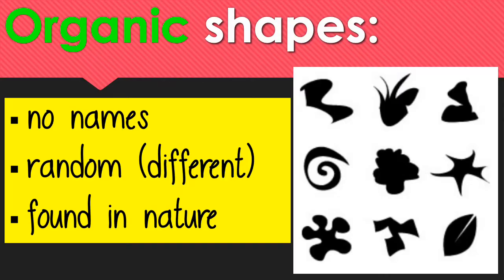The other type of shape you need to know are organic shapes. These shapes don't really have a name, they're more random, and they're often found in nature. So when you just draw some random blobby shape on your paper, you're making an organic shape. You could also say that a leaf or a vegetable is an organic shape because you can't really measure too much about it precisely.